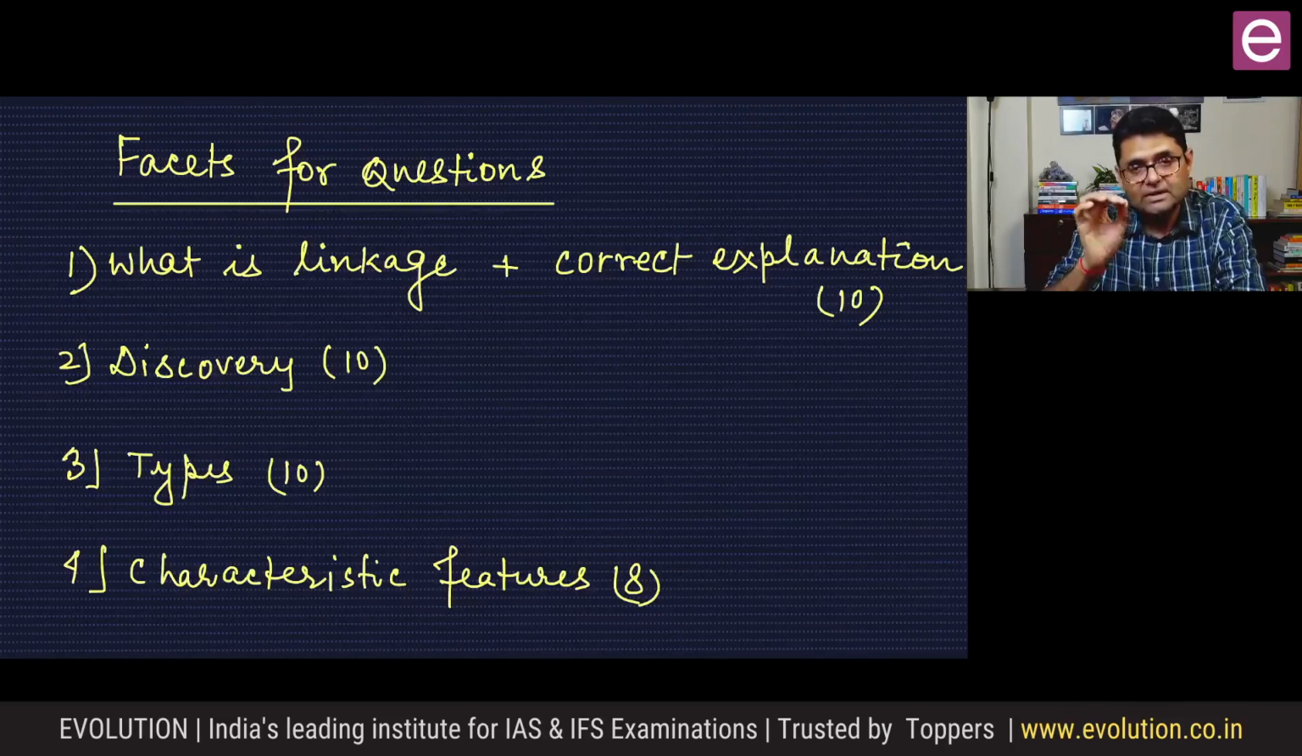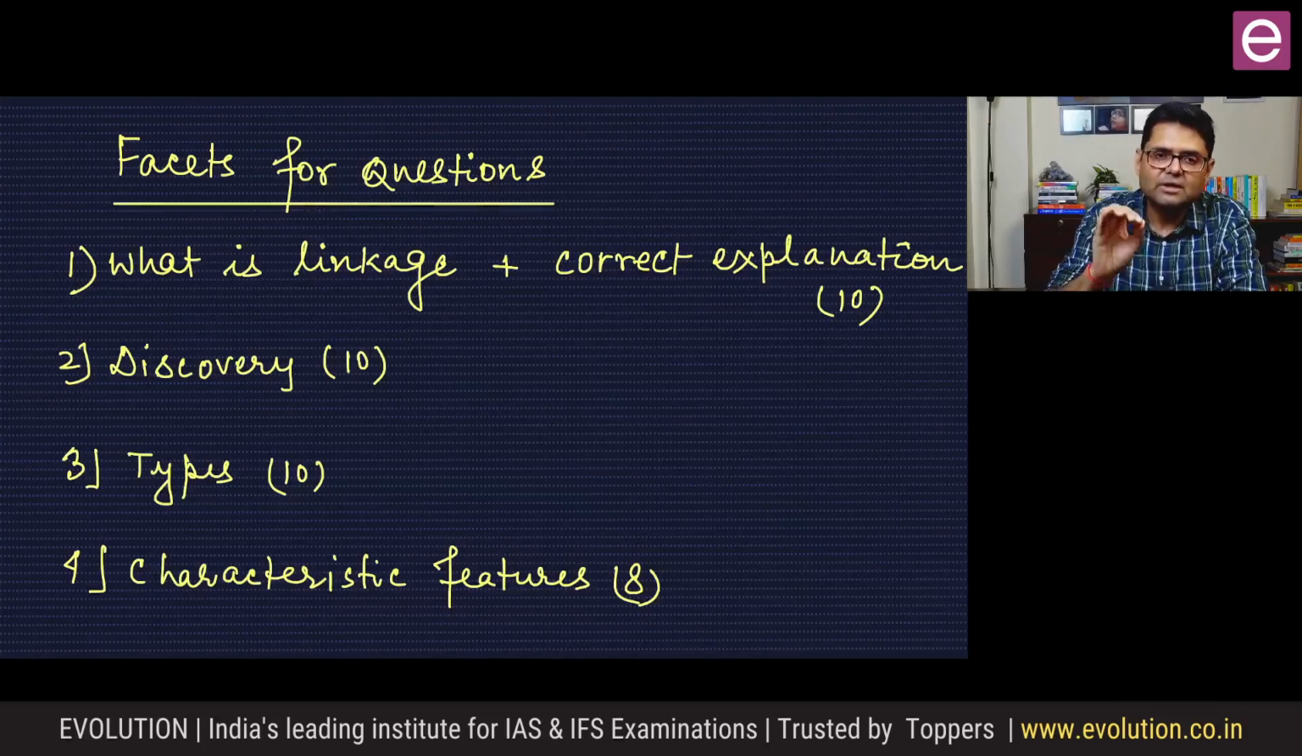Second, how was linkage discovered? And in this, you are going to talk about the Bateson and Punnett experiment on sweet pea, that is Lathyrus odoratus. They were basically carrying out an experiment on a dihybrid cross. They were looking at the color of the flower and they were looking at the shape of the pollen.